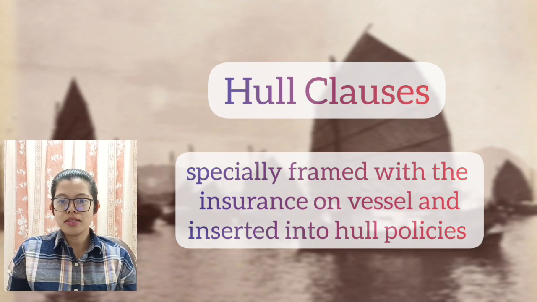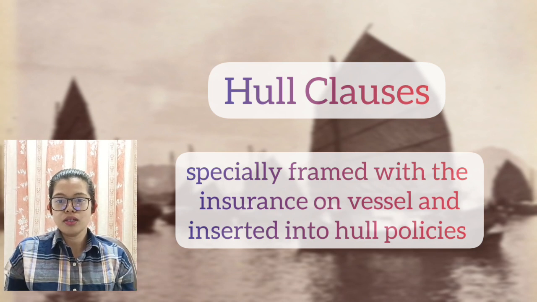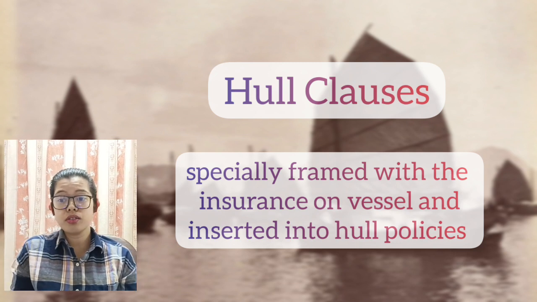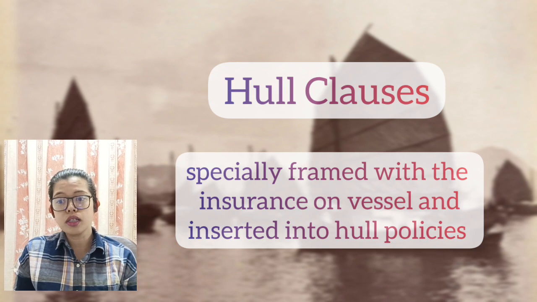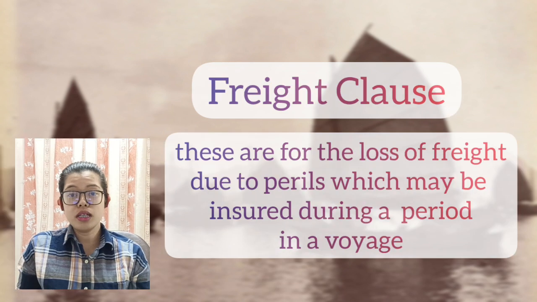Our next clause is hull clauses. These clauses are specially framed for insurance on vessels and inserted in hull policies. These may pertain to losses caused by events such as collision, stranding, general average, and so on. Next is the freight clauses. These are for the loss of freight due to perils which may be insured during a period in a voyage.